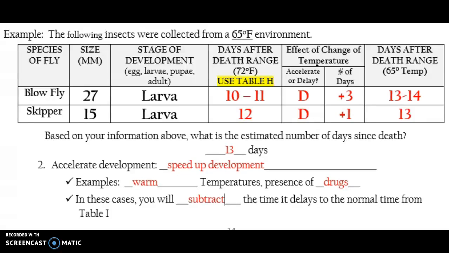All right, so those ones were just delaying the time. Now if we look at the next one, we're going to accelerate the time. Those will speed up development, right? If you hit the accelerator in your car, you're going to go faster. Examples of this for insects would be warm temperatures and also the presence of drugs. In these cases, we're going to subtract time from the time that it takes under normal development.